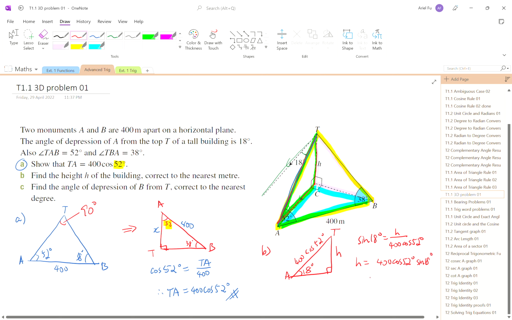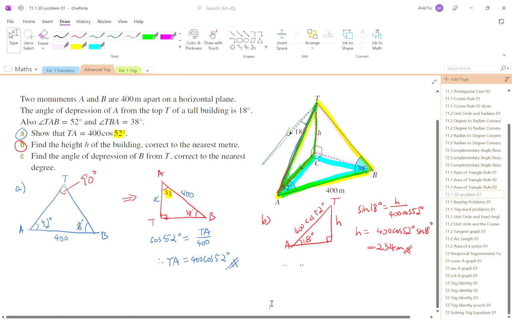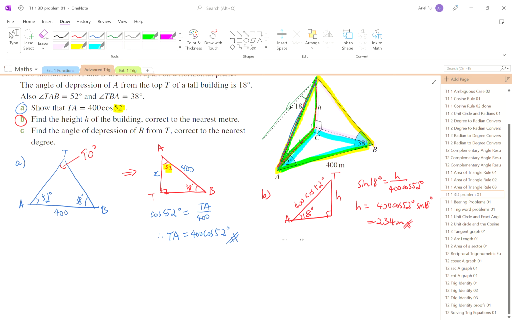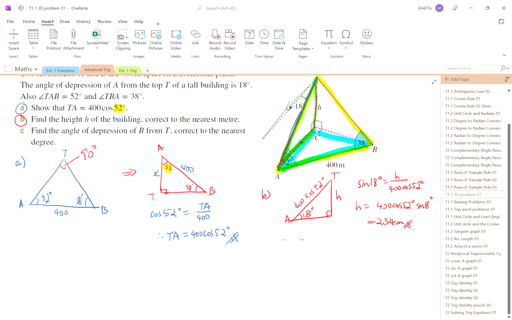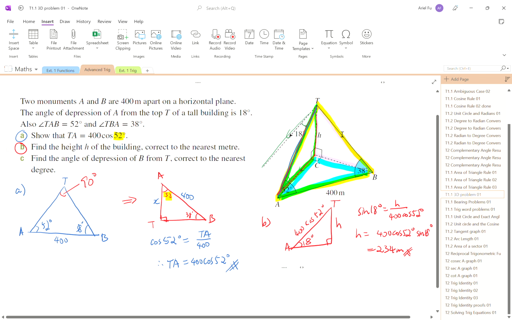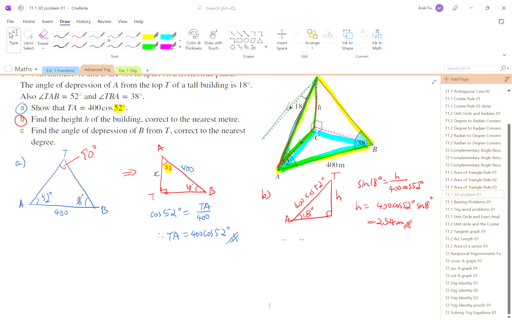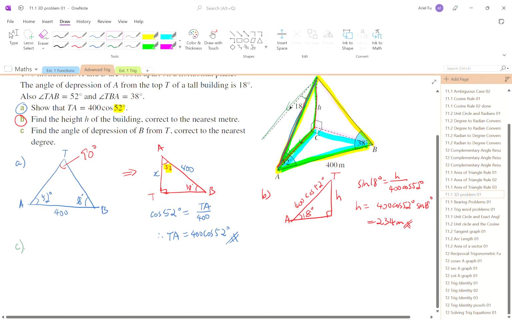You put that all in your calculator, you're going to get 234 meters to the nearest meter. Okay, so that is question B. Now let's look at question C. Question C says find the angle of depression of B from T. So now we have to look at B from T. So what we are looking at is this triangle, the purple triangle. All right. So for question C, I'm looking at the purple triangle here.